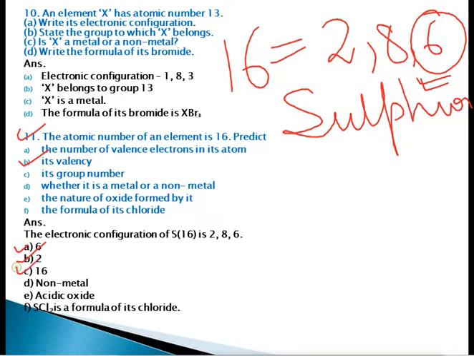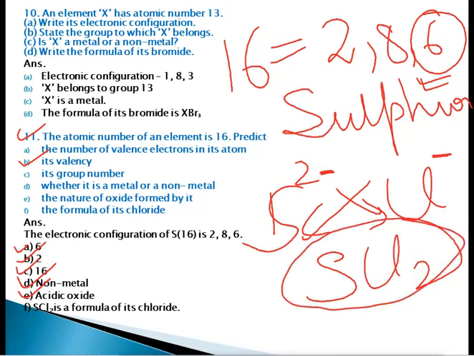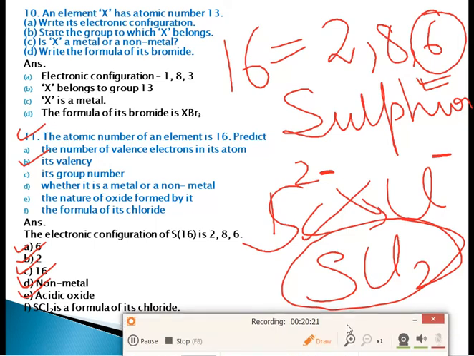Its group number is 16. Whether it's a metal or non-metal, it's a non-metal because it will accept 2 electrons to become stable. The nature of the oxide formed by it: it forms acidic oxides. The formula of its chloride. We know that the element is sulfur with valency -2 and chlorine is having -1 valency. Both will exchange their valency and they will form a chloride called SCl2. This is the chloride formed by the combination of sulfur and chlorine.